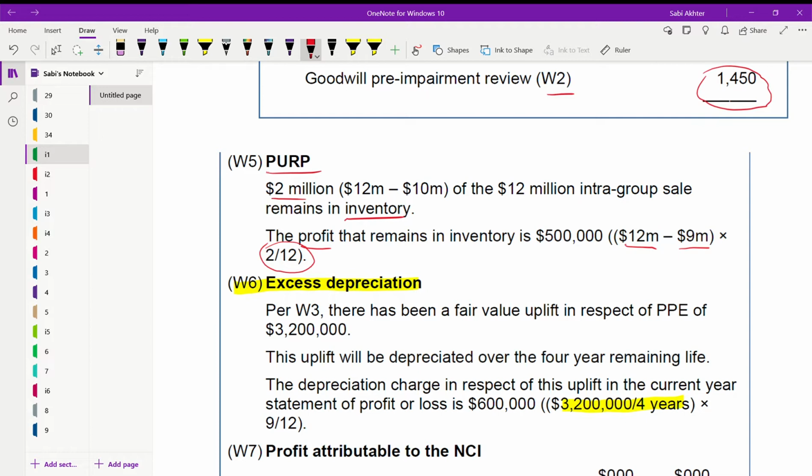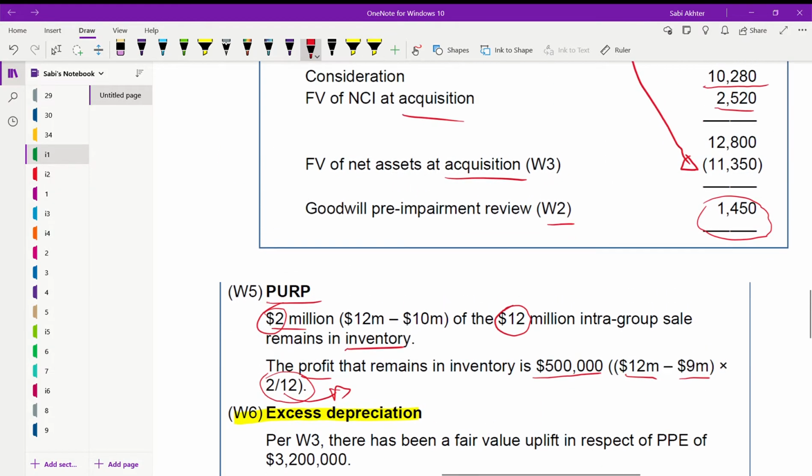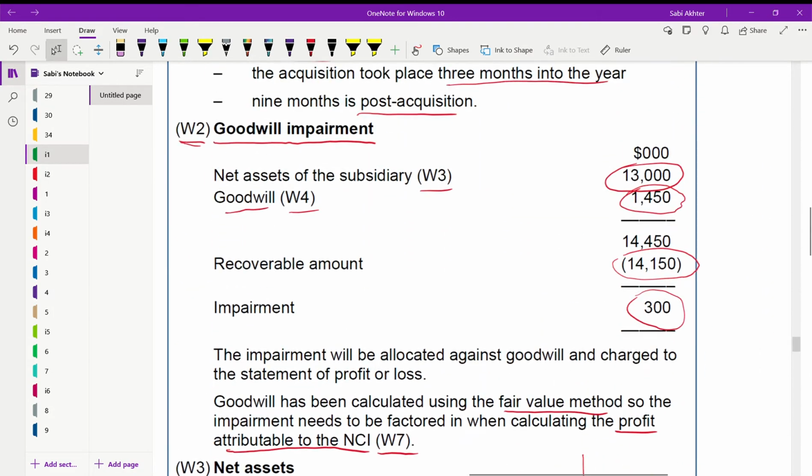So this 2 over 12 is the proportion of the profit. That is, the profit is only 2 out of 12. That is the ratio they are finding, 2 over 12, and hence this is the inventory that remains. Usually they give you a profit margin or markup or something, but here they didn't give anything like that. So they have the profit of 2 and they sold it for 12, so 2 over 12. So this 500,000 you need to take here.